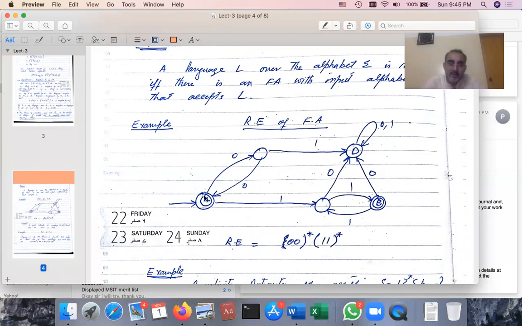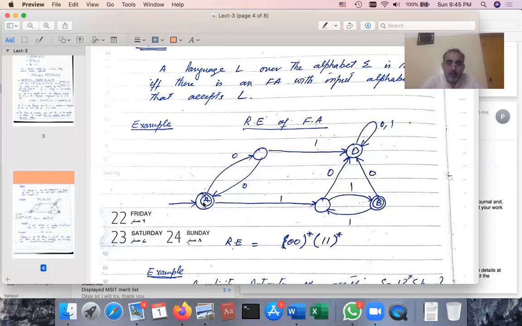And then from this initial state, taking 0 and then 0, and then 0, I am reaching again at the acceptance state. So 0, 0 is a string which can repeat 1 time, 2 times, 3 times and so on. That's why it is 0, 0 and then you can write a star. When there is a loop in an FA, you have to represent it with a star. This is one point.